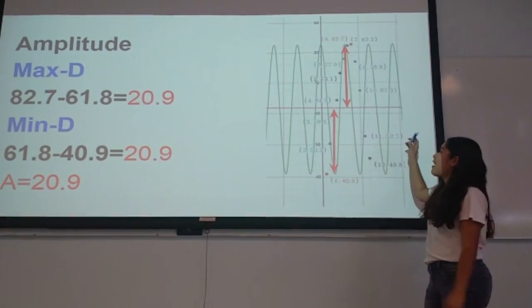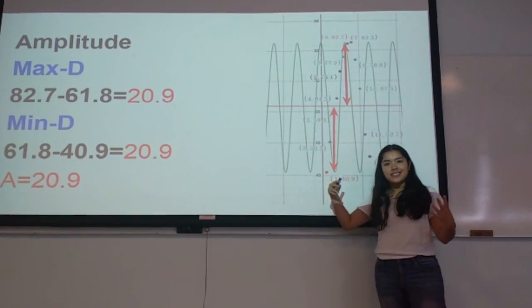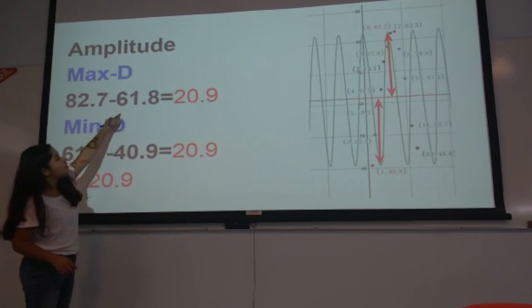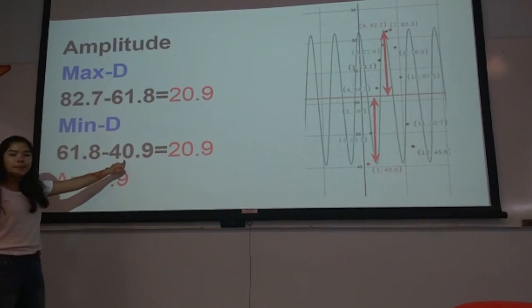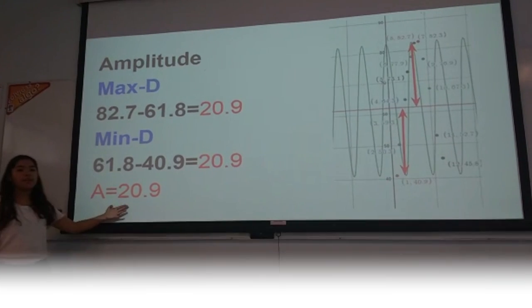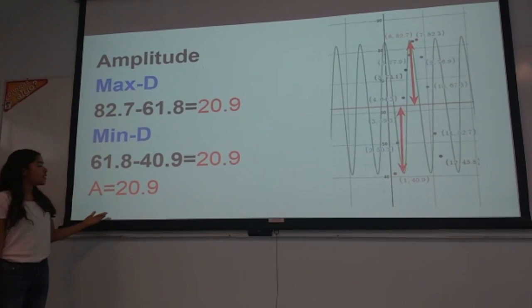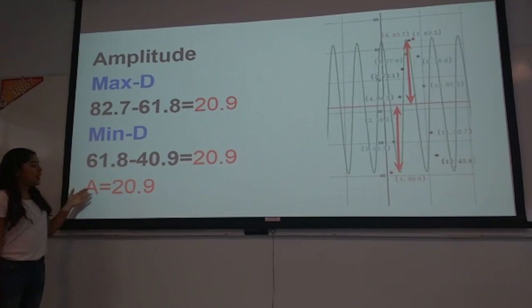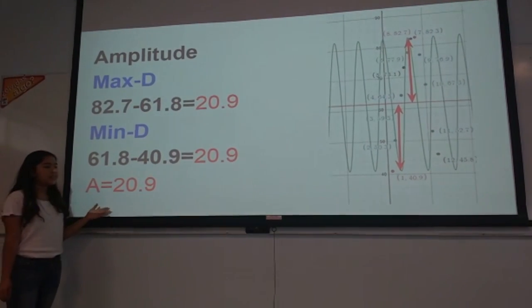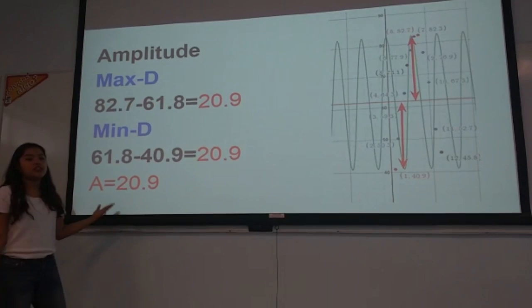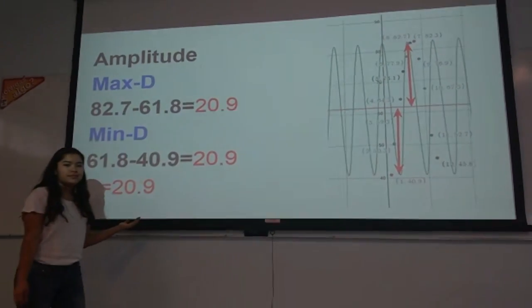The amplitude shapes how much the graph shrinks or stretches. We find it by subtracting the symmetry axis from the maximum and from the minimum value as well. The graph has an amplitude of 20.9 units, and it is represented by the letter A. Since the amplitude has a positive value, it means that this function is a positive cosine.